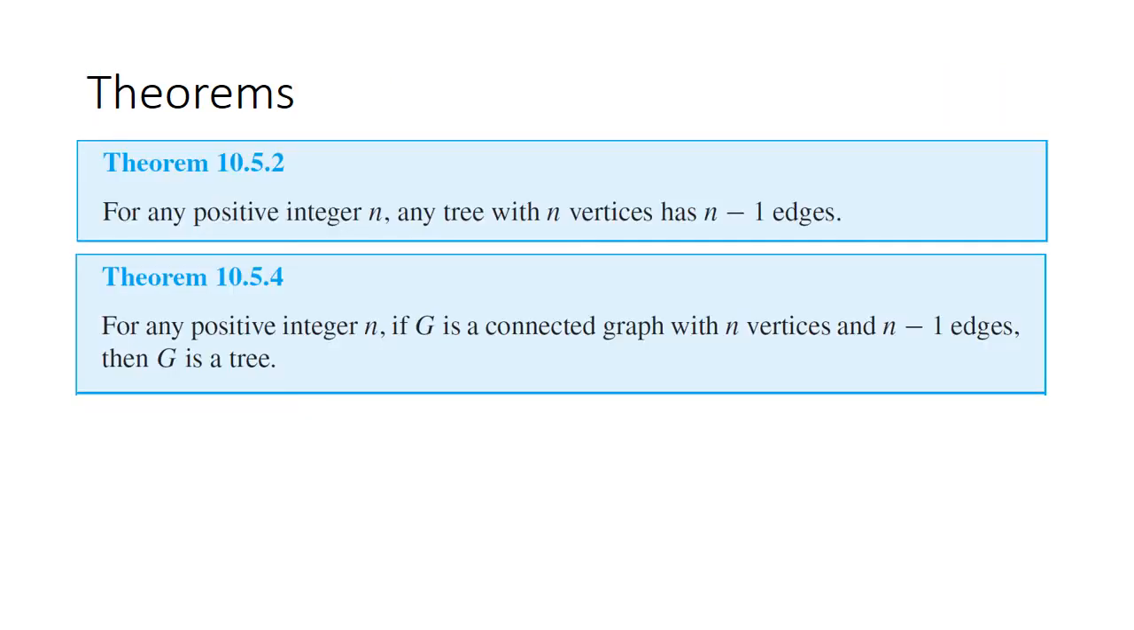All right, now let's look at a couple of theorems for trees. Theorem 10.5.2 says, for any positive integer n, any tree with n vertices has n minus 1 edges. And then theorem 10.5.4 is the converse of that. For any positive integer n, if G is a connected graph with n vertices and n minus 1 edges, then G is a tree. I'm not going to prove either of these. There are some proofs of them in the textbook if you're interested, but I'll just give you the basic idea of why these are true.